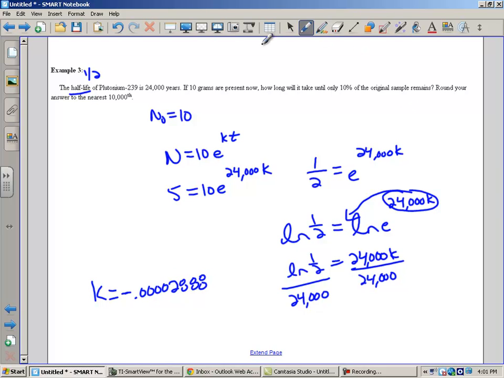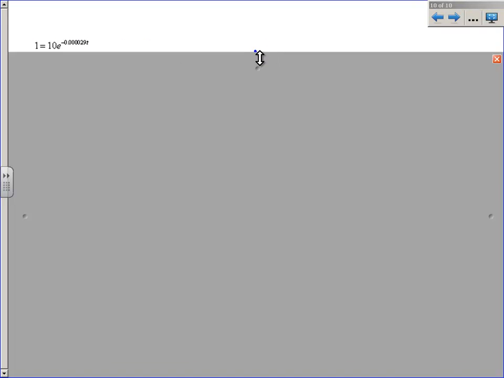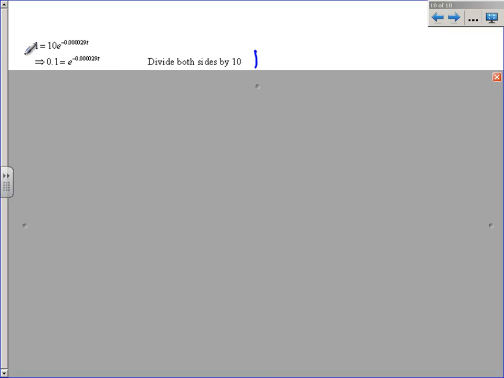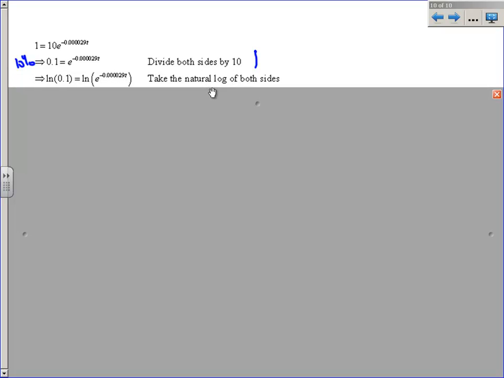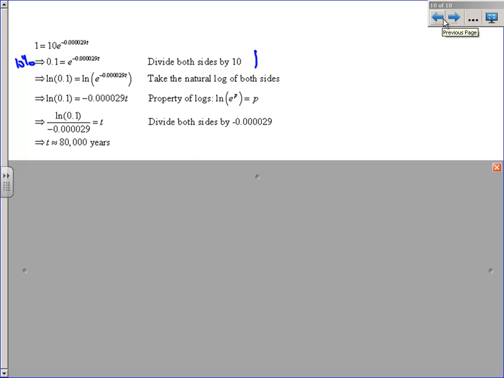Okay. So now we have to figure out how long will it take until 10% of the original sample remains. So what I have here is that there's your value for K. 10% of the original sample would mean that it's decayed down to 1 from 10, because 10% of 10 is 1. So the next thing that we do is we divide both sides by 10. Notice this decimal point 1 is 10%. And then we're going to take the natural log of both sides, do all our math there, and we get that it's 80,000 years. That's a long time for that stuff to be around.